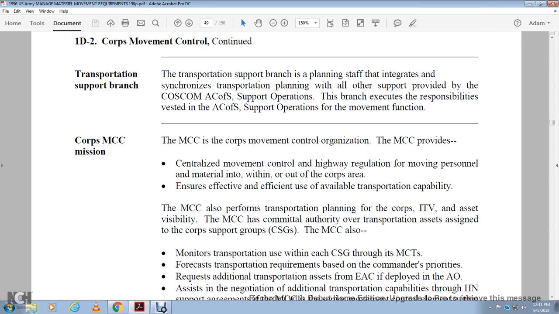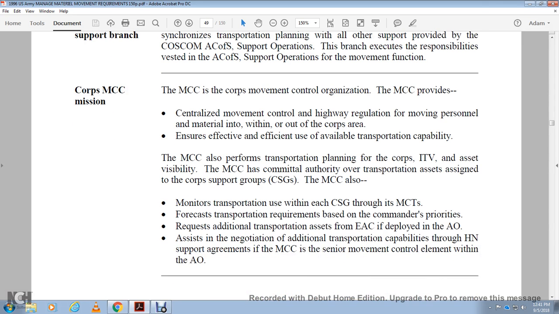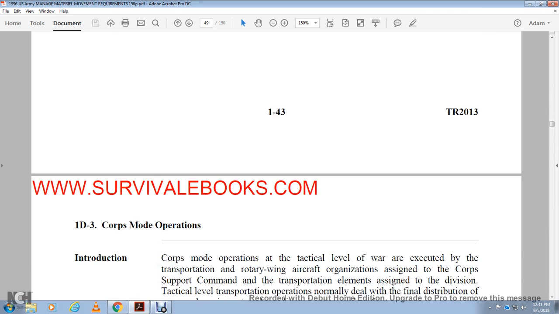The MCC also monitors transportation within the Corps support group, the MCT, with the forecast of the transportation requests and requirements based on the Corps commander's priority, the request of additional transportation, and the staff of the EAC that developed in the area of operations. It negotiates additional transportation capability and host nation support, with the MCC senior move with the control element of the area of operation.